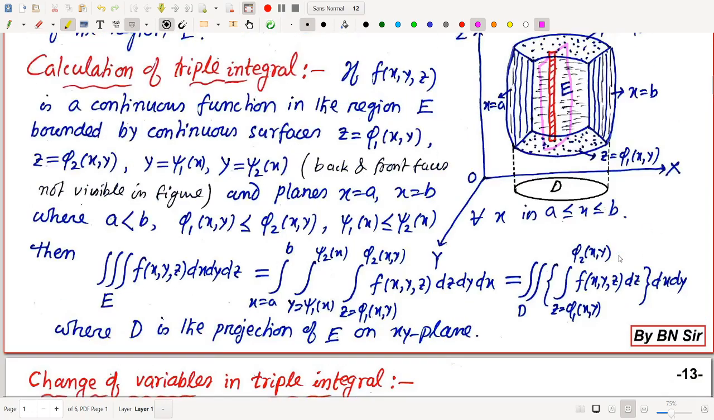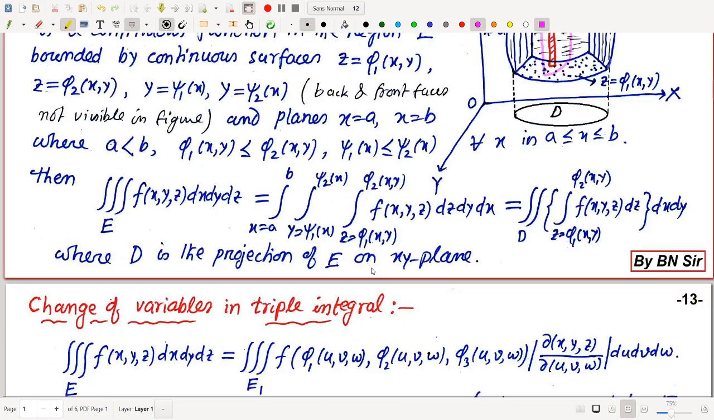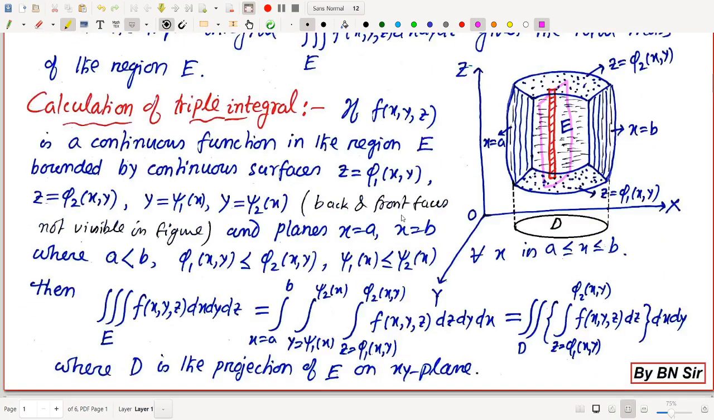Also we can integrate like this. First we integrate with respect to z from z equal to phi 1 xy to phi 2 xy along the vertical strip, and then we put a double integral symbol. After integrating with respect to z, double integral with respect to x and y over the region D. What is D? D is the projection of E on the xy plane, the shadow of the region on the xy plane. So a single integral and a double integral, or three single integrals, maintaining proper order. So this is the process for calculating the triple integral for this special type of region.